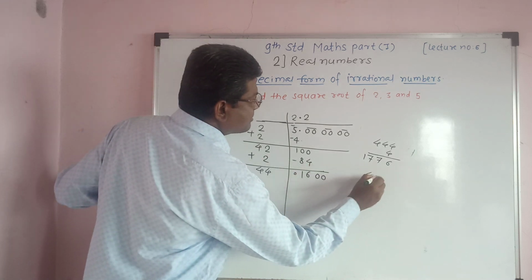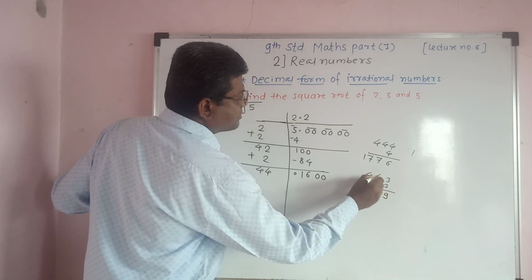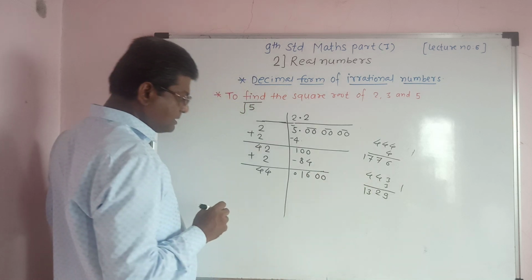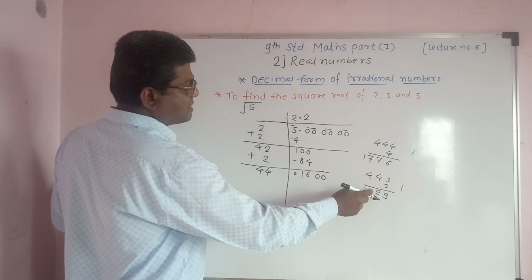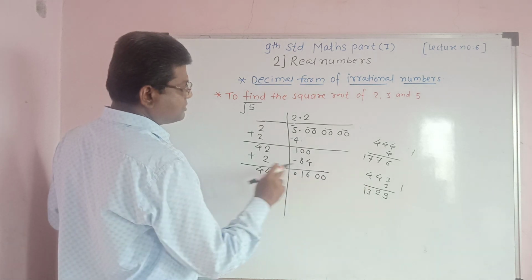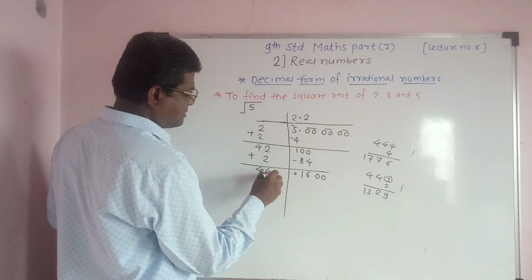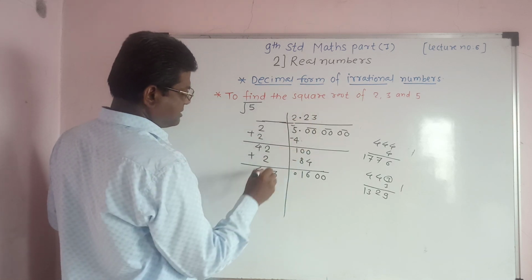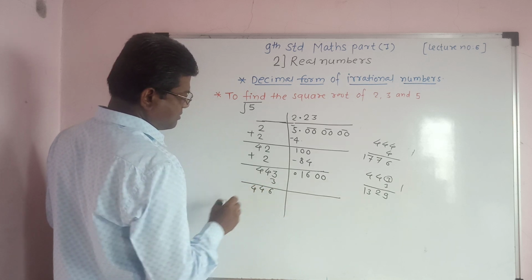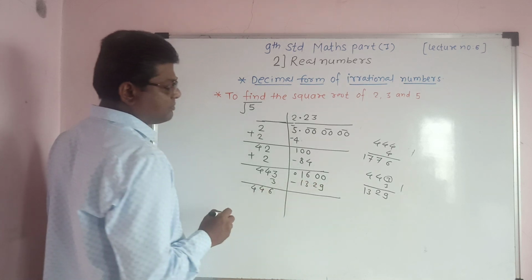So we take 3 on 44, 3 3s are 9, 3 4s are 12, 3 4s are 12 plus 1 is 13. So 1329 is less than 1600, and this is closer to 1600. So the proper number is 3. Therefore we put 3. Answer is 3. Add 3 to this number. So this is a 6, 4 4 6, and we subtract 1329 from this number.